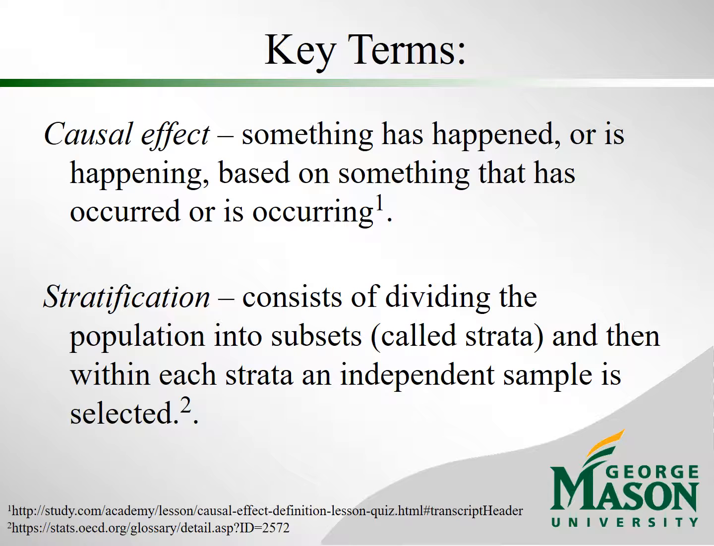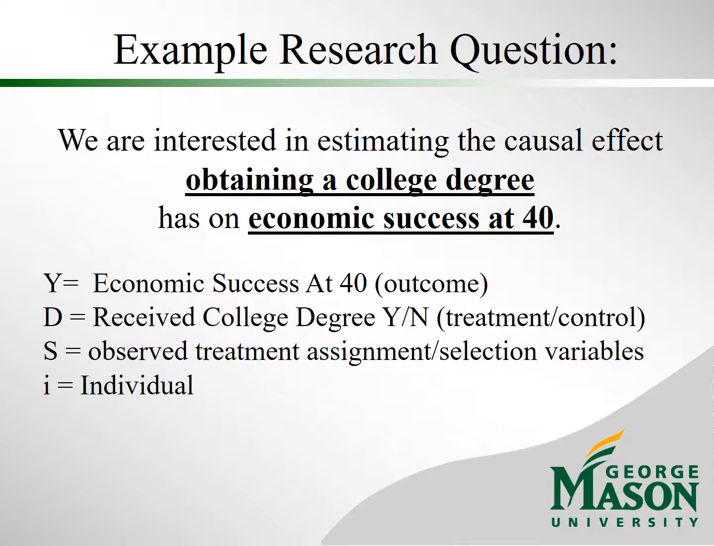Causal effect is defined as something that has happened or is happening based on something that has occurred or is occurring. A simple way to remember the meaning of causal effect is B happened because of A, and the outcome of B is strong or weak depending on how much of or how well A worked. Stratification consists of dividing the population into subsets, and then within each strata or subset, an independent sample is selected. An example would be dividing the persons in a town into strata according to whether they belong to the upper, middle, or lower income groups.